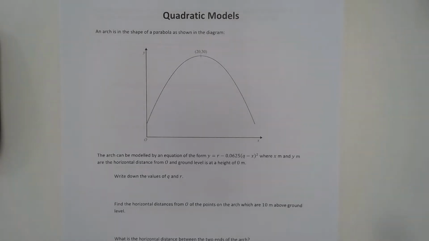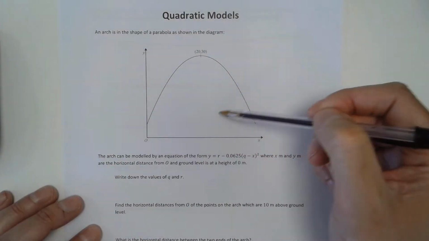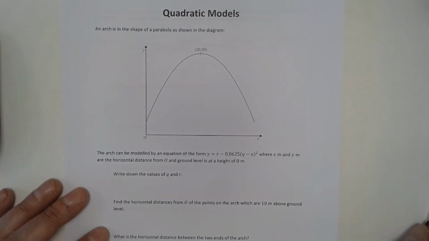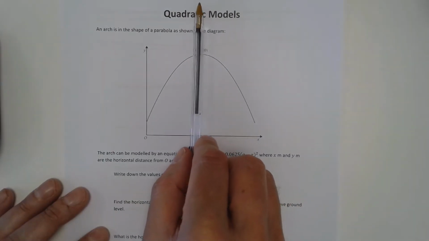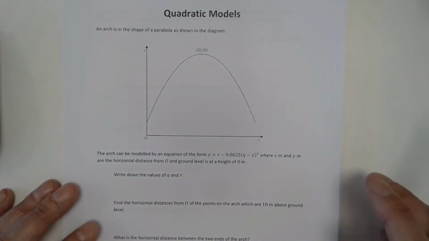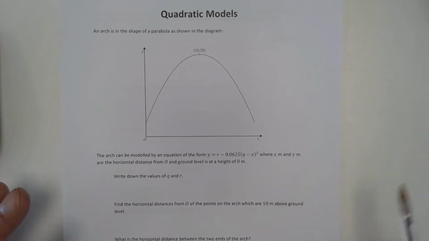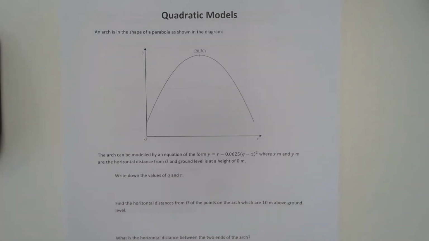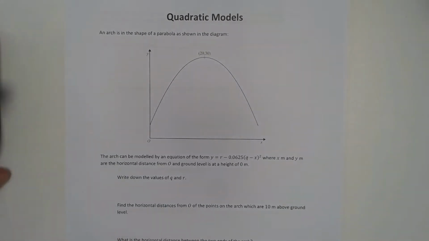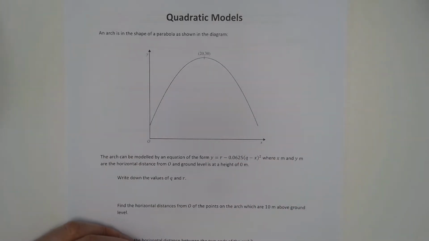A parabola is a curve. It could be this way round or it could be this way round. Parabolas are always symmetrical, so this side of the graph is symmetrical to that side of the graph. They always have a maximum or minimum point, and they can always be modelled using a quadratic. Okay, so that's the key point here. So we can use a quadratic equation to describe this curve.